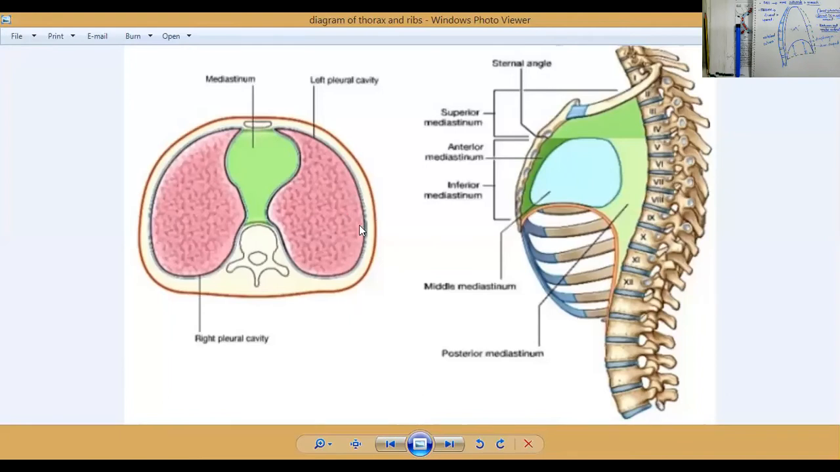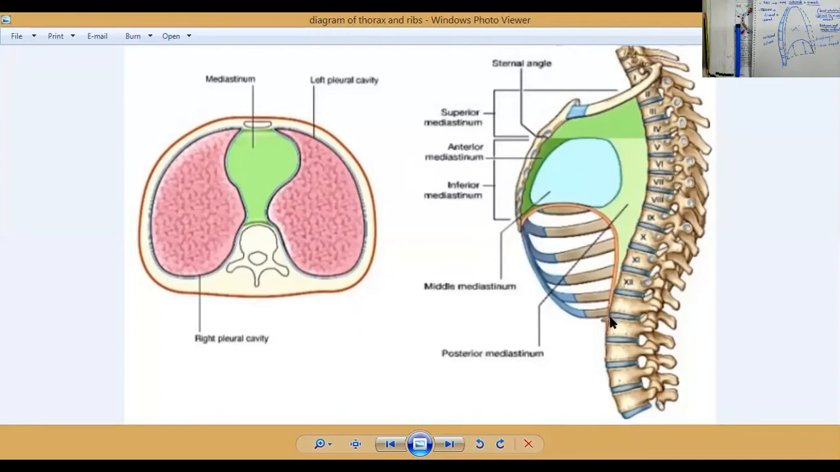Okay, these are ribs. On the sides are ribs. These are the spots for lungs. These are the two pink lungs, and this is the place for the heart, okay? And this is the sternum, okay? So the upper boundary is the collarbone. The lower boundary is the diaphragm.